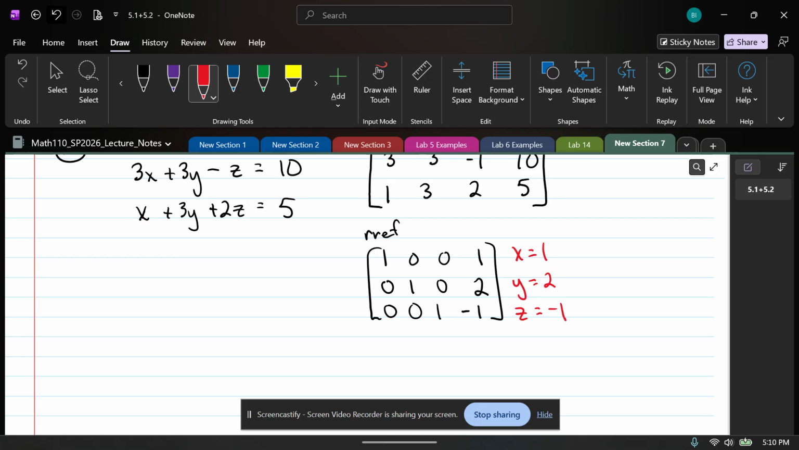Okay? So 1x, no y's, no z's is equal to 1. No x's, 1y, no z's is equal to 2. That's y equals 2. No x's, no y's, 1z is equal to negative 1. So that's how I'm getting those. First row is x, second row is y, third row is z. The answers are written in what's called an ordered triple. X comes first, then y, then z. So for us, that would be 1, 2, negative 1. That's the ordered triple.